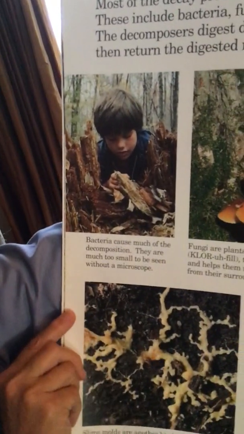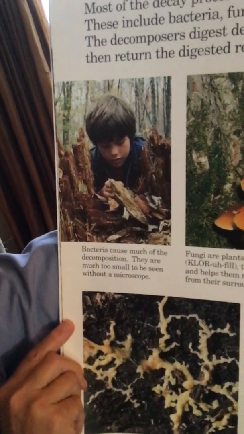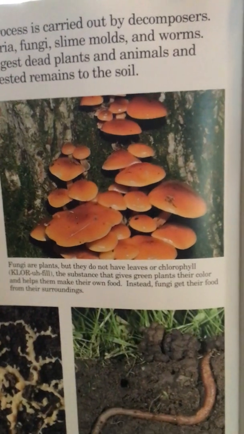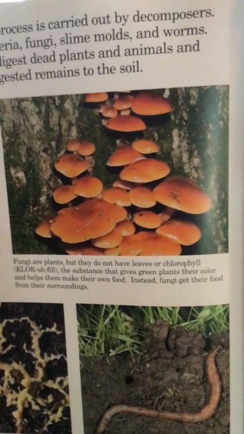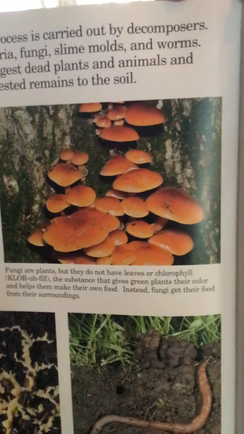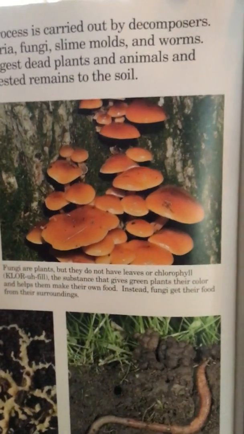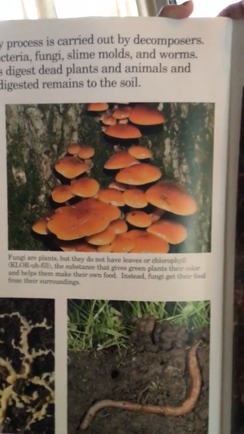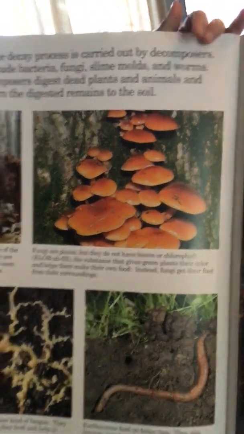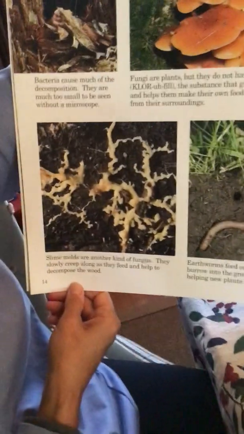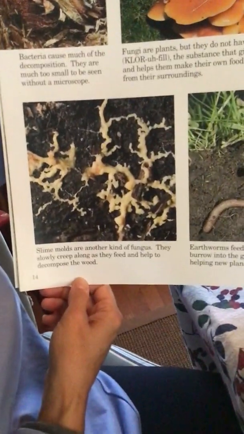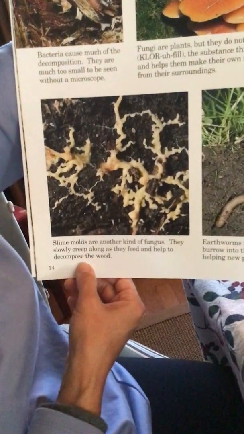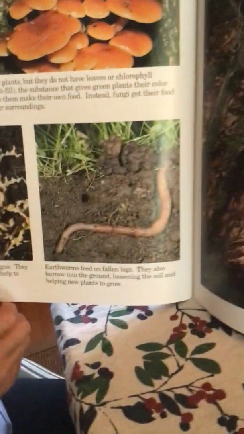Bacteria cause much of the decomposition. They are much too small to be seen without a microscope. Fungi are plants, but they do not have leaves or chlorophyll, the substance that gives green plants their color and helps them make their own food. Instead, fungi get their food from their surroundings. Slime molds are another kind of fungus. They slowly creep along as they feed and help to decompose the wood.